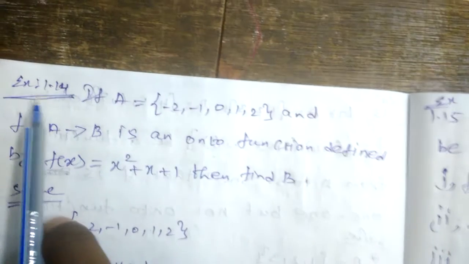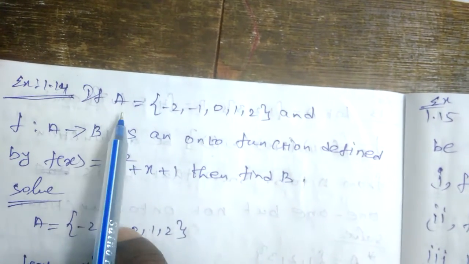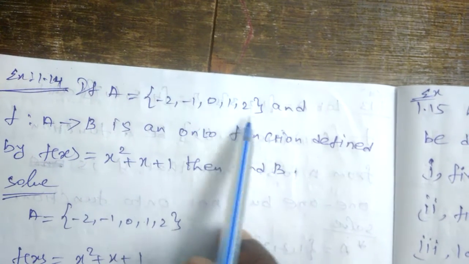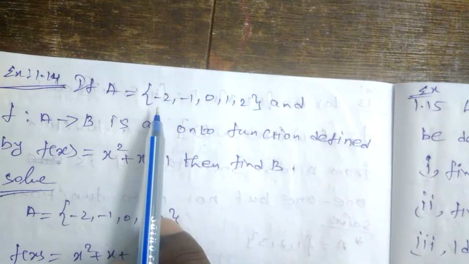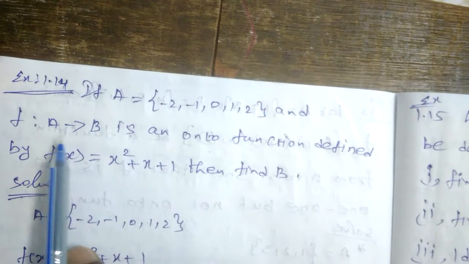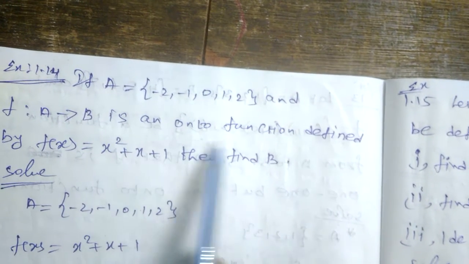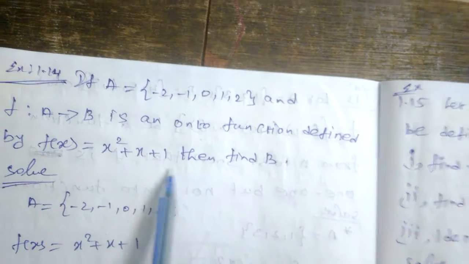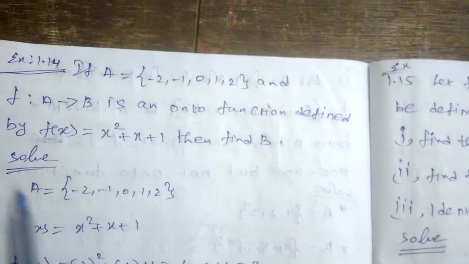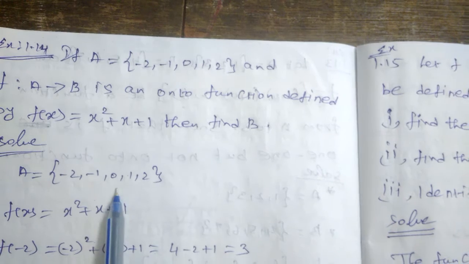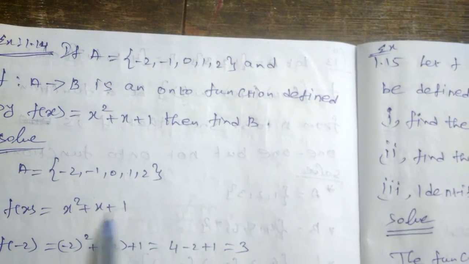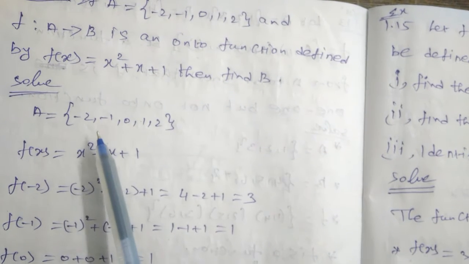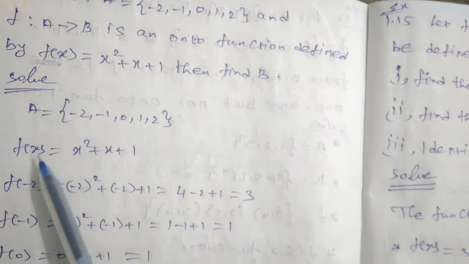Next, example number 1.14. A is equal to the set {-2, -1, 0, 1, 2}, and f from A to B is an onto function defined by f(x) equal to x squared plus x plus 1. Then find B. Solve: A is the given set, f(x) equal to x squared plus x plus 1. We substitute all the elements of A into f(x).